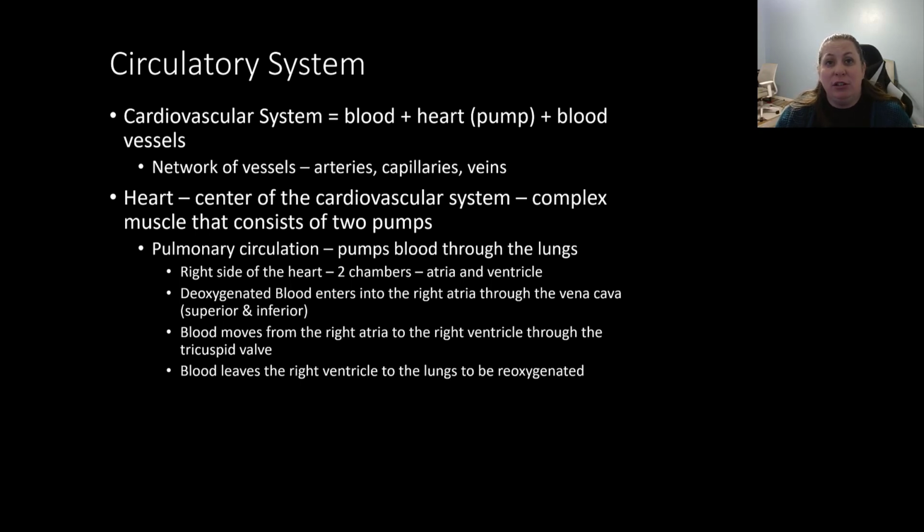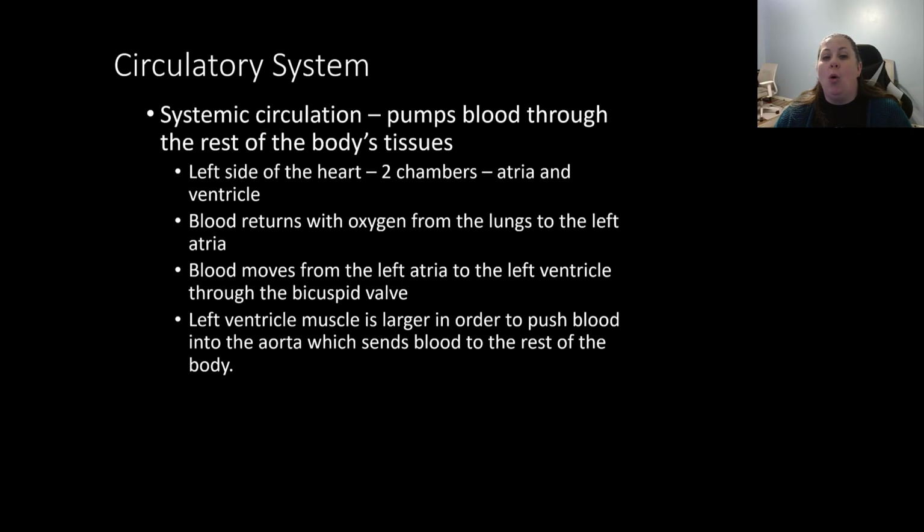This blood then returns to the left side of your heart. So blood moves from the right atria, right ventricle, through what we call the tricuspid valve to do this. Blood then leaves the right ventricle to the lungs to be reoxygenated, picking up oxygen. Once it does this, it gets pumped through the rest of the body tissues from the left side of the heart. So the left side of the heart also has 2 chambers, the atria and the ventricle.